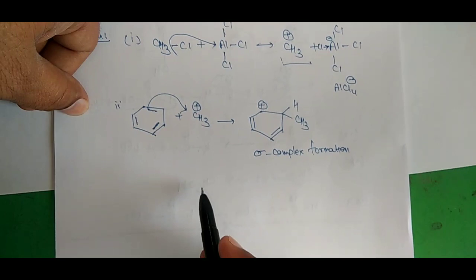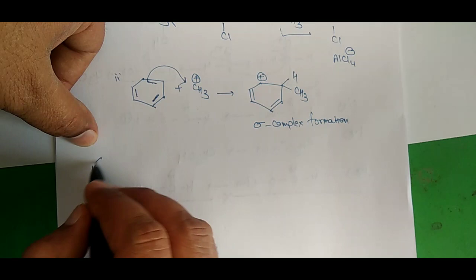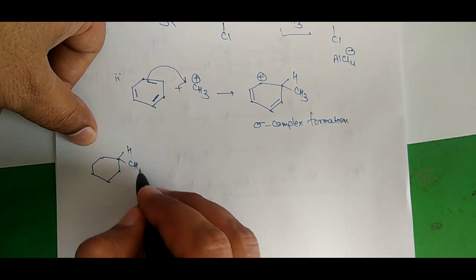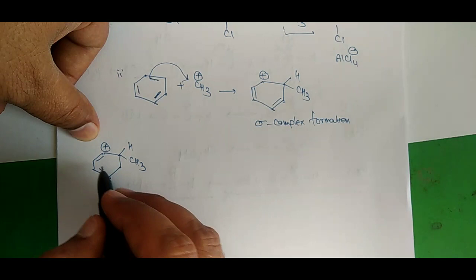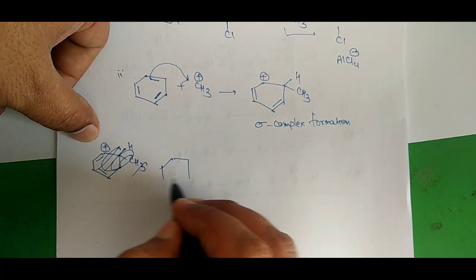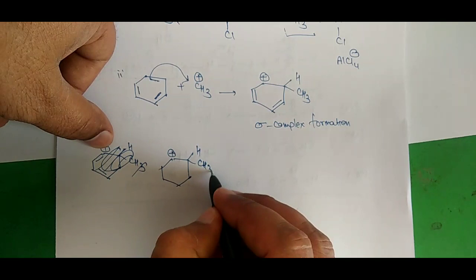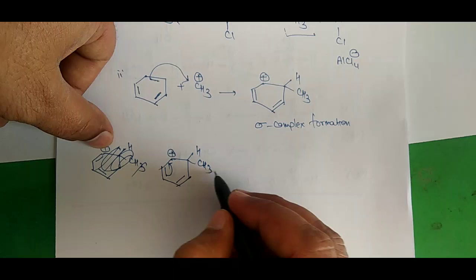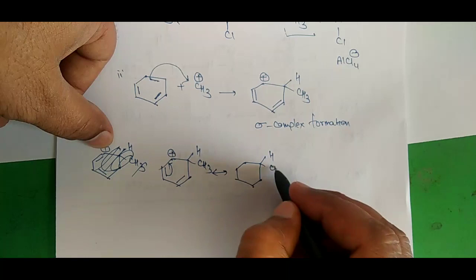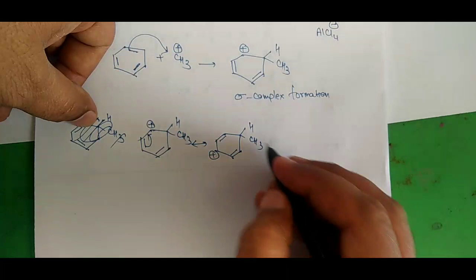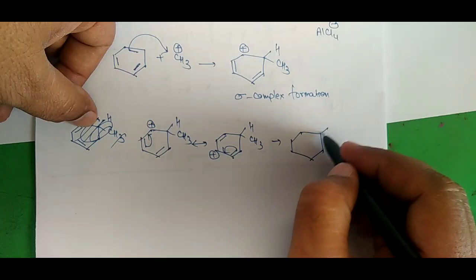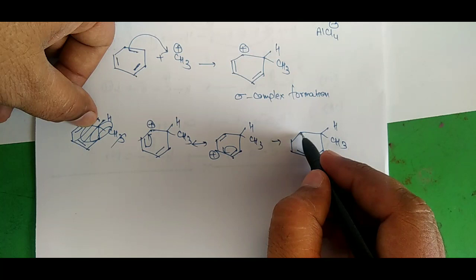After that, there are some resonating structures of this, so let's draw the resonating structures of this complex form. This is H and CH3, and this carbon carries positive charge. If this carbon carries positive charge, this pi bond can delocalize here. Therefore, the next resonating structure will have H and CH3, the positive charge will appear here, and the other bonds are the same. And now this pi bond can delocalize here. Therefore, we will get the next one with H and CH3, and the positive charge will appear here, and all the other bonds will be like this.